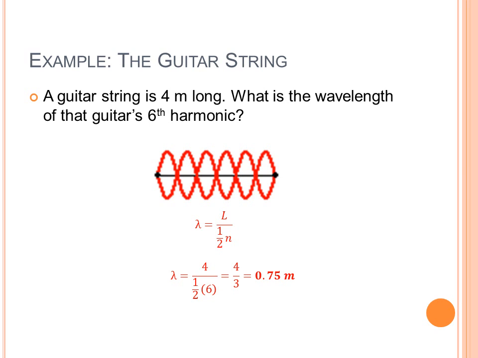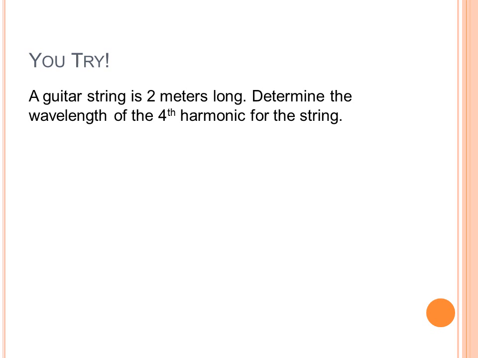I can then connect the dots and count how many full waves are in there. The other way is I can just plug it into my formula. I know my wavelength is equal to the length of my string divided by 1/2 times the harmonic I'm at, and I get 0.75 meters for my wavelength at this particular guitar's 6th harmonic. Okay, I know this is still a little bit confusing. Let's get some more practice. I want you to try this problem on your own. Pause the video now and play it again when you're ready to see the answer.